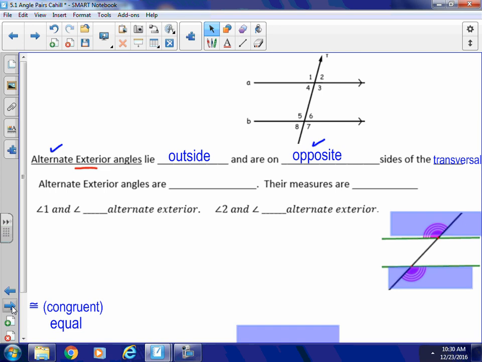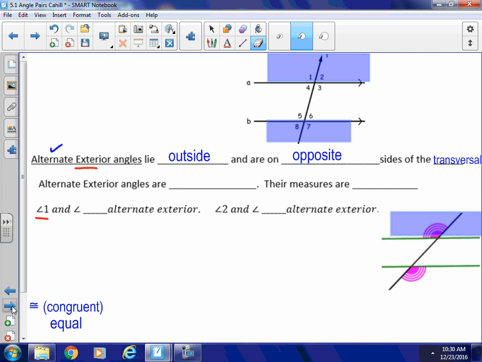Going back up to the diagram, I want to find who is alternate exterior to angle 1. Okay, so let's show who's on the outside. I've highlighted the ones that are on the outside. We're talking about angle 1, and I want to know who's on the opposite side of the transversal on the other intersection, and that would be angle 7.